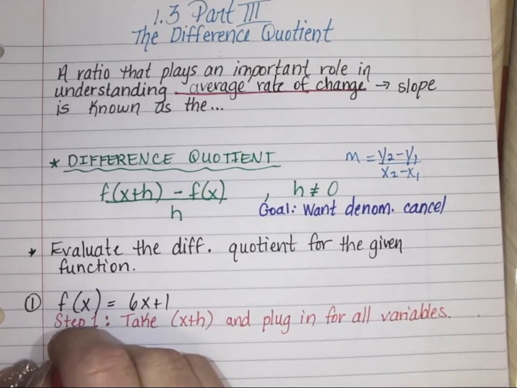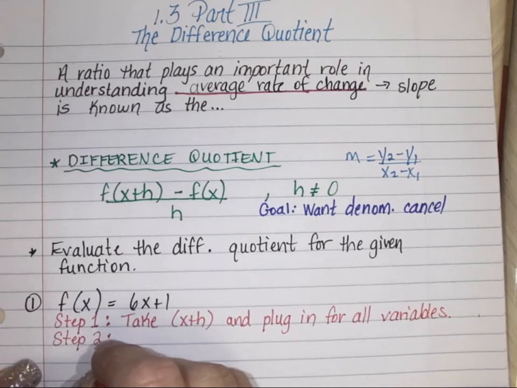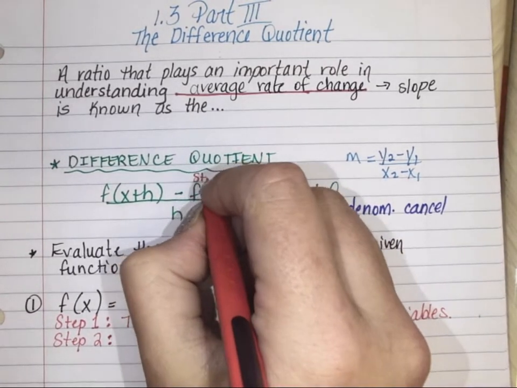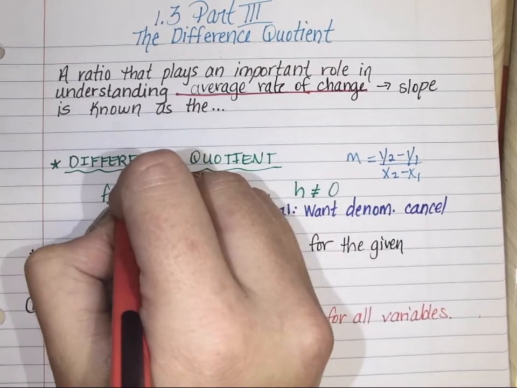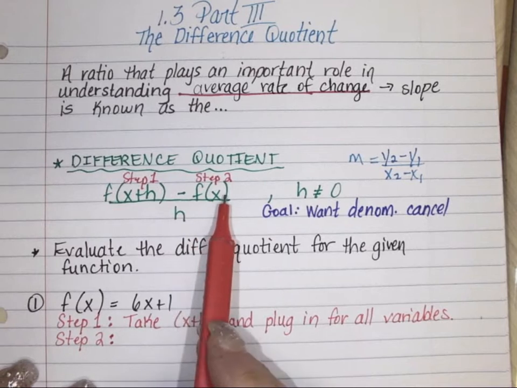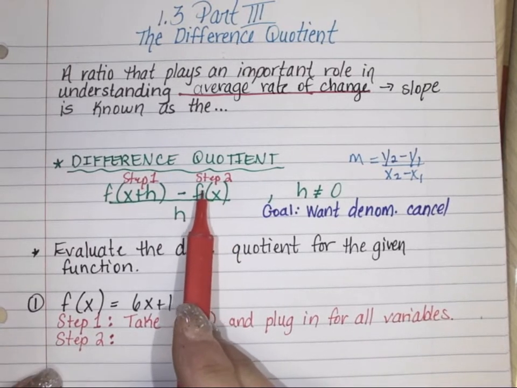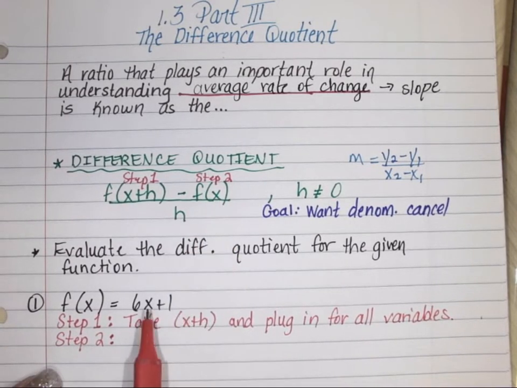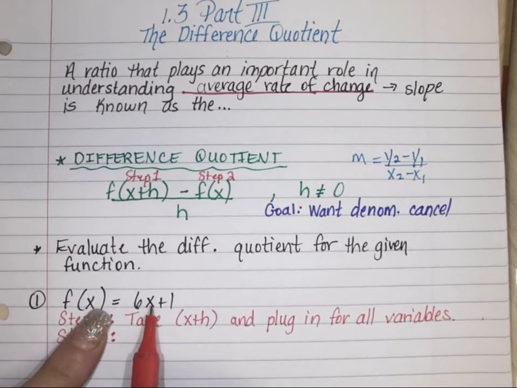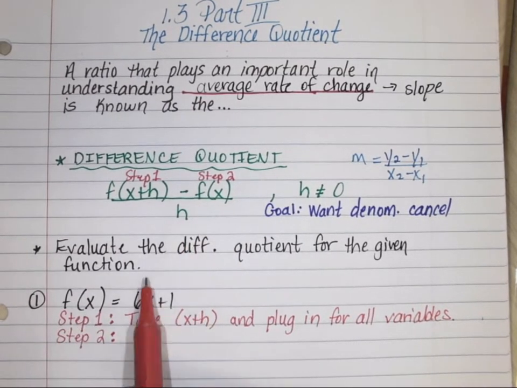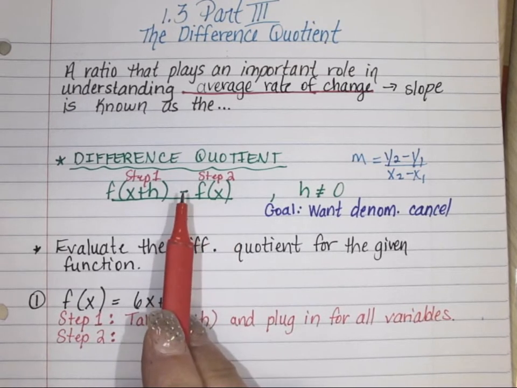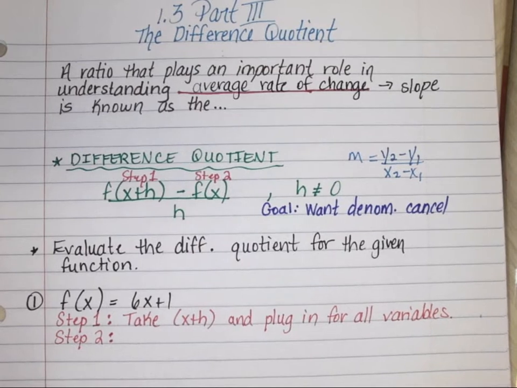Then step 2, the second part of it, so this goes along with step 2, this goes along with step 1. The second part of this formula says that I take my original function, because that's what f of x is equal to. Notice that f of x is equal to 6x plus 1. So I'm going to take all of that and plug in after the minus sign. So be careful with that minus sign.